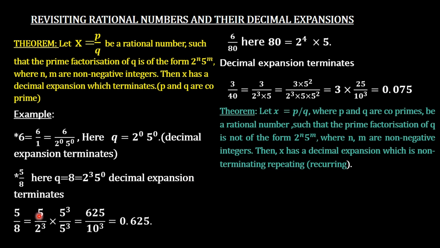Okay, then let us have a look. 1 by 3. It has a prime factor 3 in its denominator. So what is its decimal expansion? 0.3333, that is non-terminating. Then what about next? 3 by 11. What is its decimal expansion? 0.272727, etc. Why is it so? Since q has a prime factorization other than 2 raised to n and 5 raised to m. Okay.